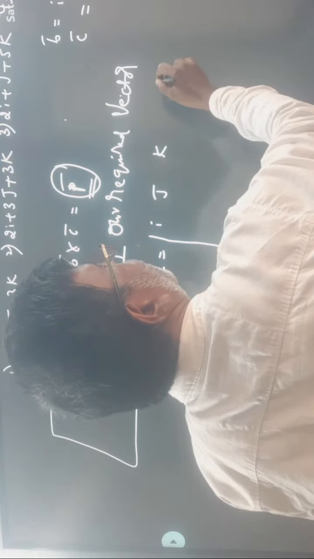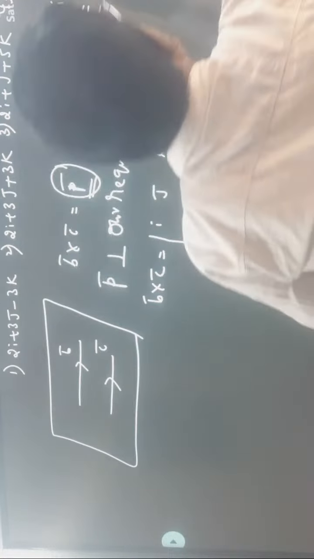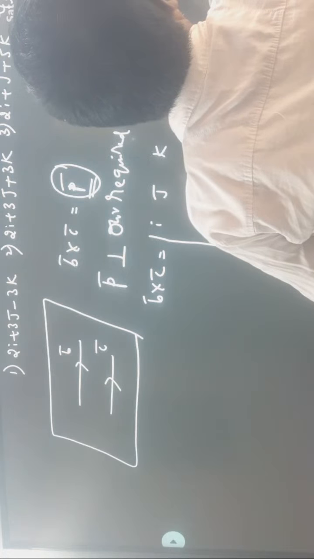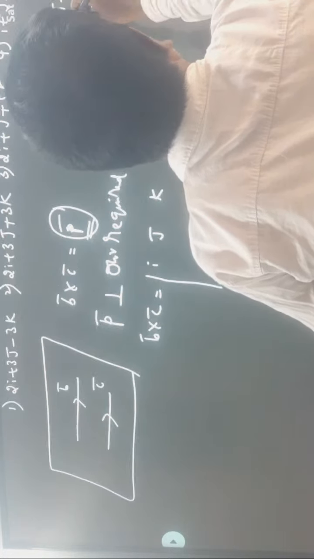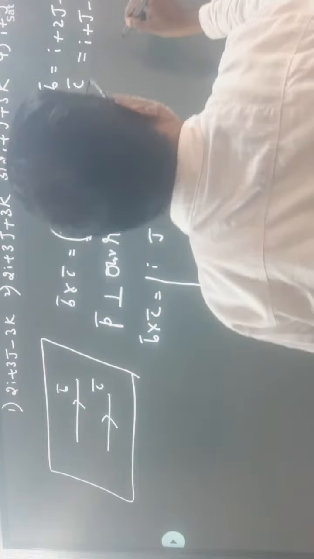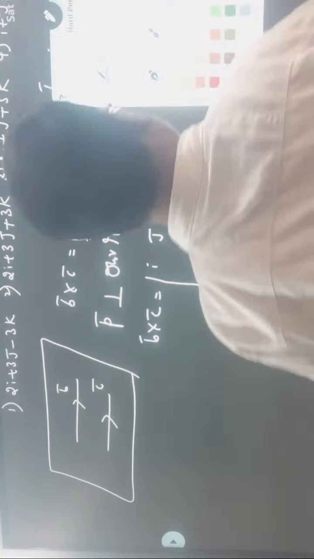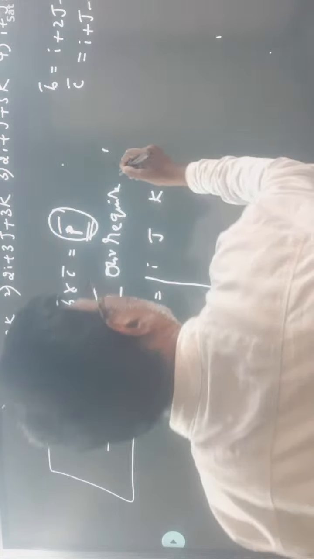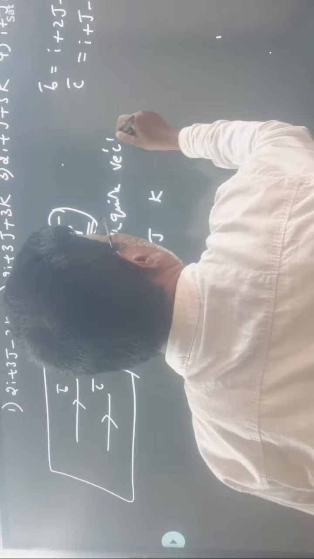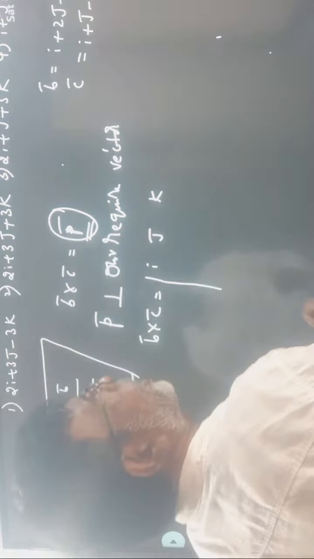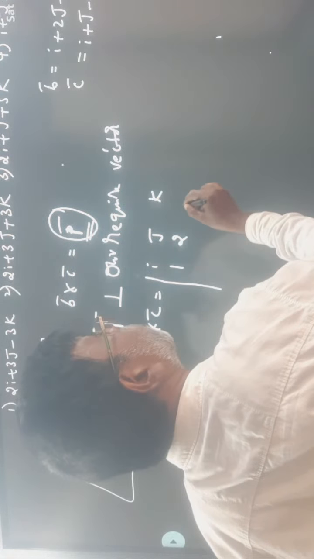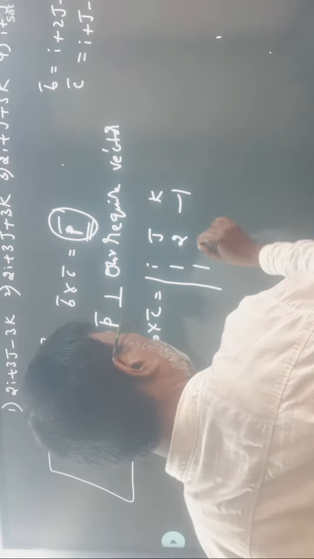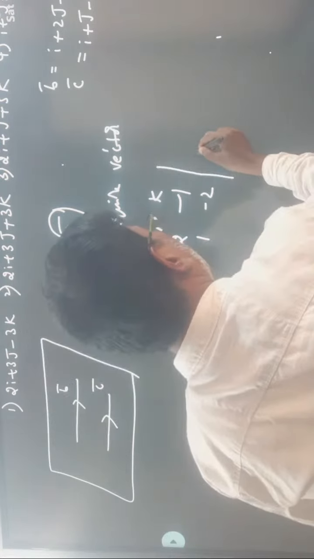Right, how can we find out? Here it is I plus 2j minus k. We have to find out the required vector, so it is i, j, k; 1, 2, minus 1; 1, 1, minus 2.